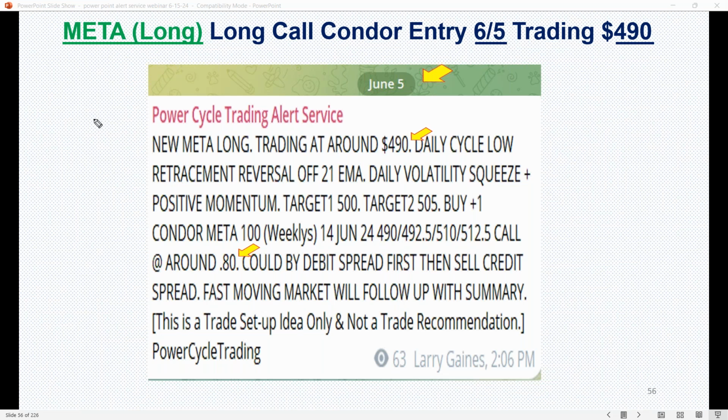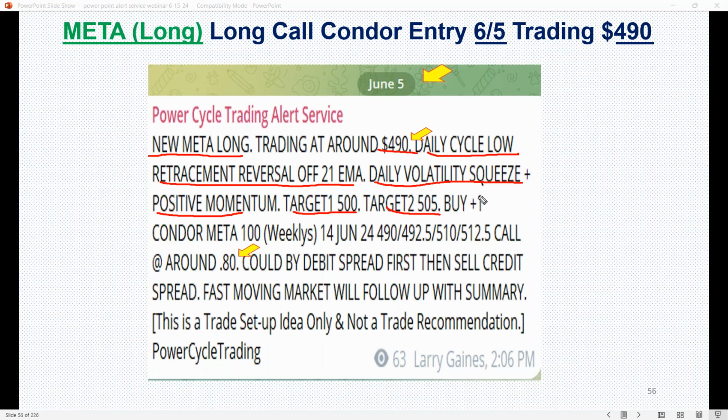And again, here's your Telegram, so this will come to you within seconds. Here it says, new META long, trade around 490. Daily cycle low retracement reversal off the 21 exponential moving average. Also had a daily volatility squeeze plus positive momentum. Upside target 1, 500, target 2, 505.